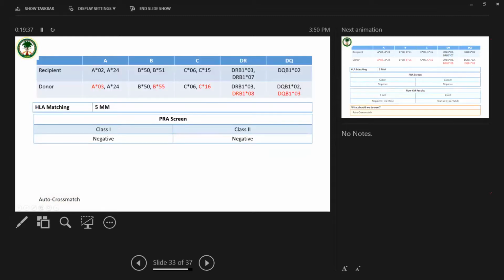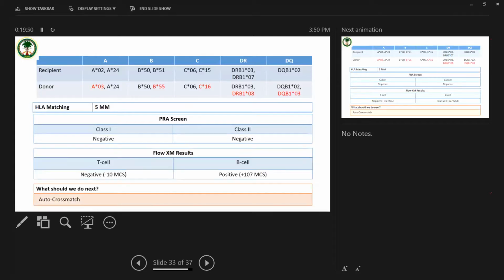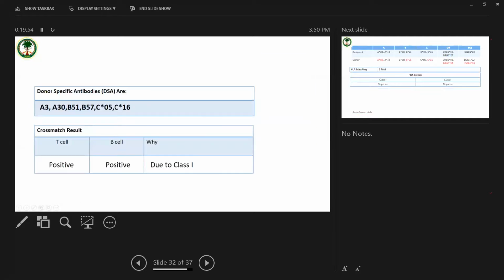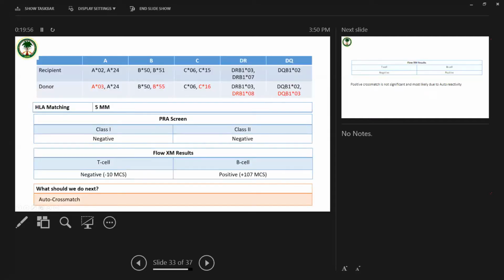Another example, as you can see, there is a 5 mismatch in this case, which is A3, B55, C16, DR8, and DR3. PRA or antibody identification for this case was completely negative. When we did the flow cross-match for this case, it was positive B cell, negative T cell. We should not expect to see a positive cross-match, as the patient is not sensitized. So why is that positive?